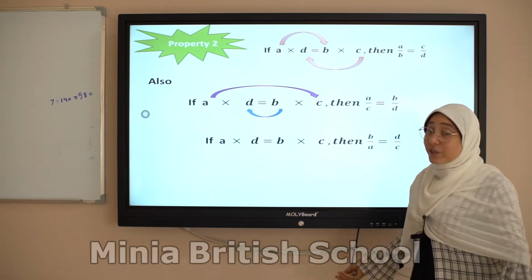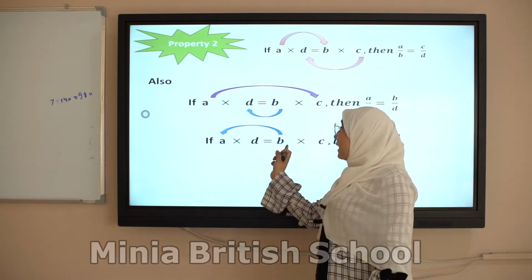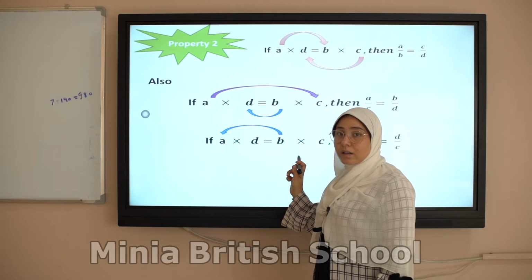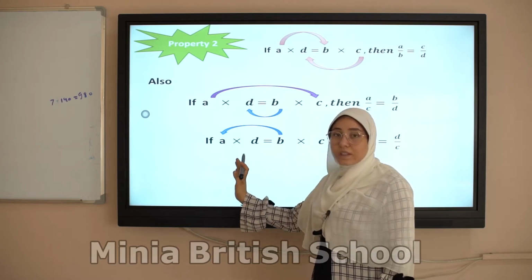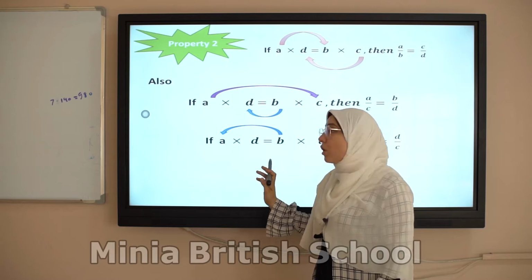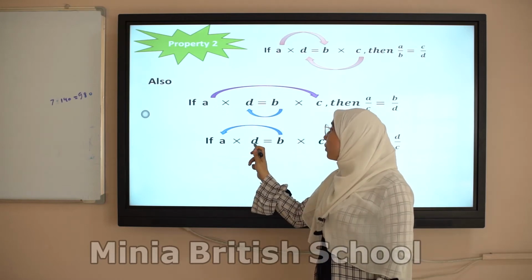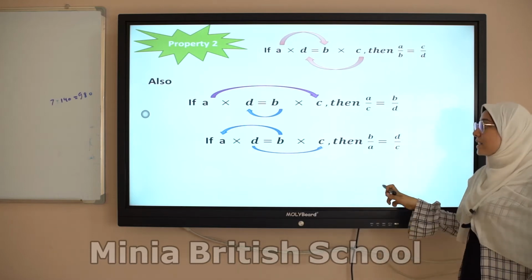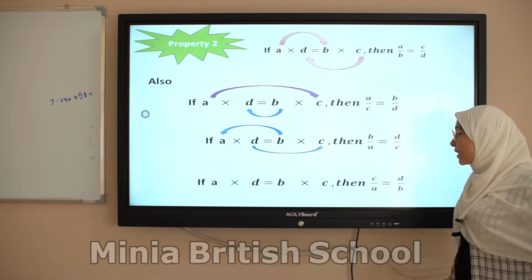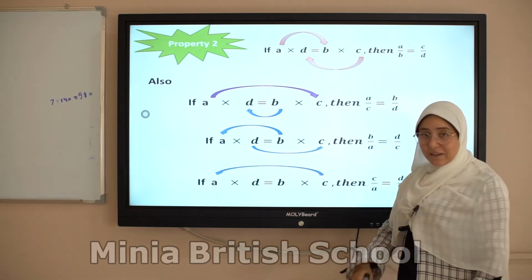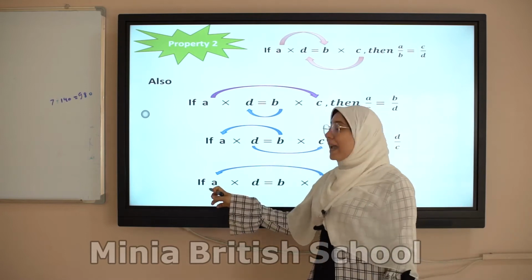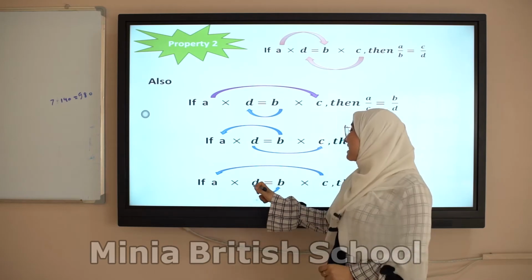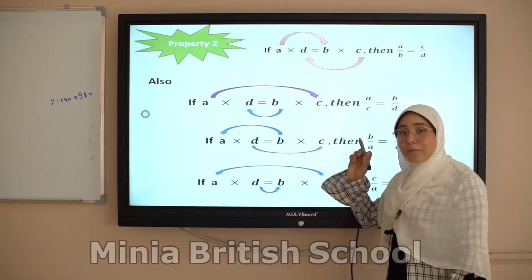Also, you can write in this form: b to a equals d to c. I will start again from this side. B to a equals d to c. Also, you can start with what? You can start with c. C to a equals d to b, okay?